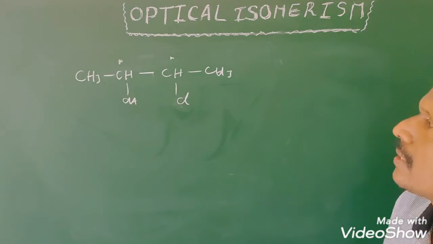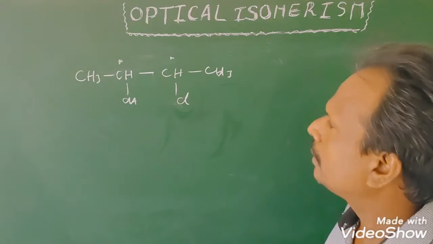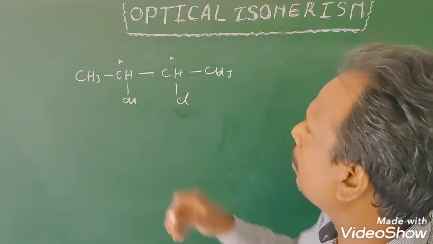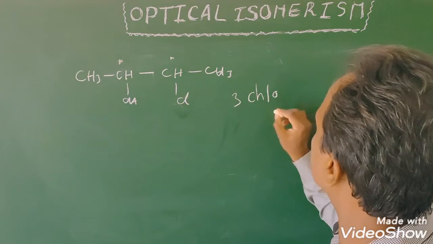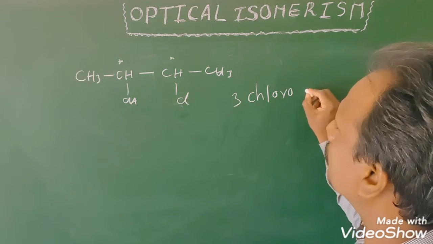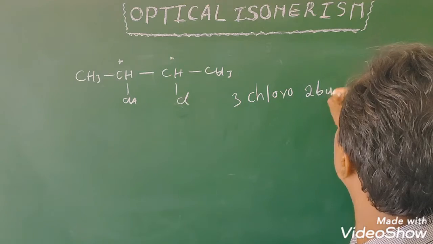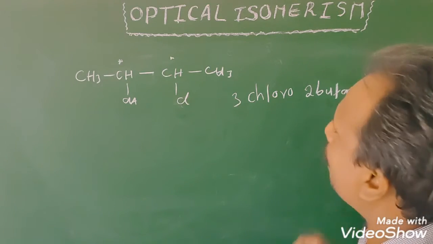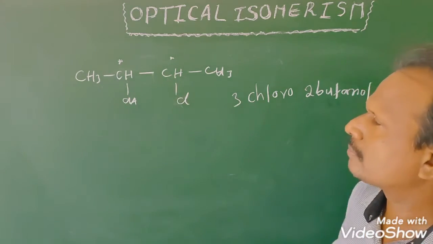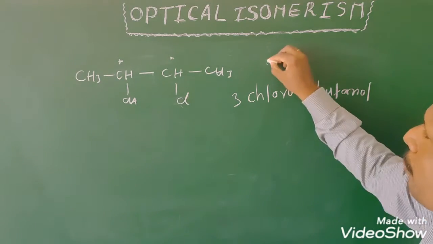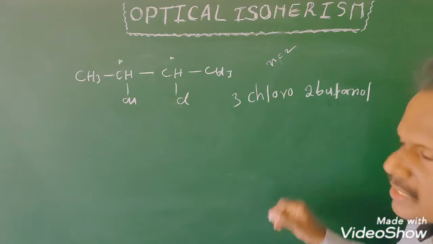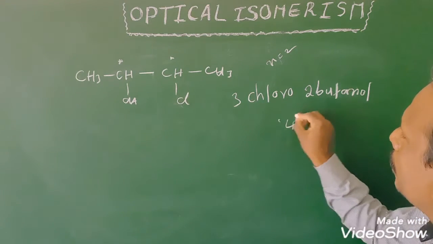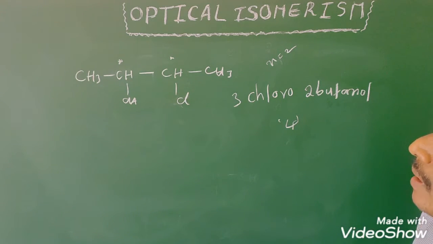It is the structural formula of an organic compound. What is its IUPAC name? 3-chloro-2-butanol. The structural formula has 2 chiral carbons. So the N value is equal to 2. So the total stereoisomers is 2 power 2. 4 optical isomers are possible. All are optically active because there is no symmetry.